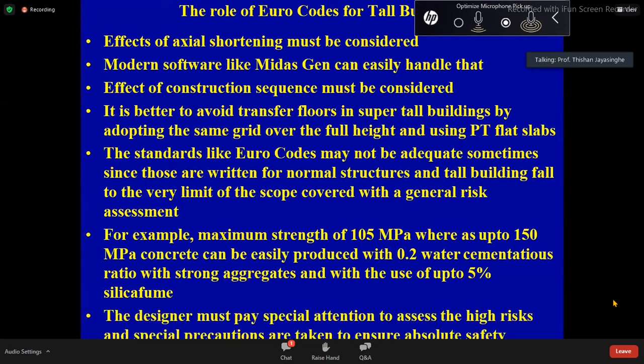And not only that, sometimes we have to see, are these Eurocodes sufficient? You will see the Eurocodes have certain limits, like the maximum cube strength is 105 megapascal. Sometimes when you go for super tall buildings, you might have to use concrete having 150 megapascal. And then you'll ask, can we make 150 megapascal concrete? The answer is yes, and we are now running research projects. And Mr. Nandana today indicated that there's a good possibility of sponsoring one of the students who is going to look at the 120 to 150 megapascal range.